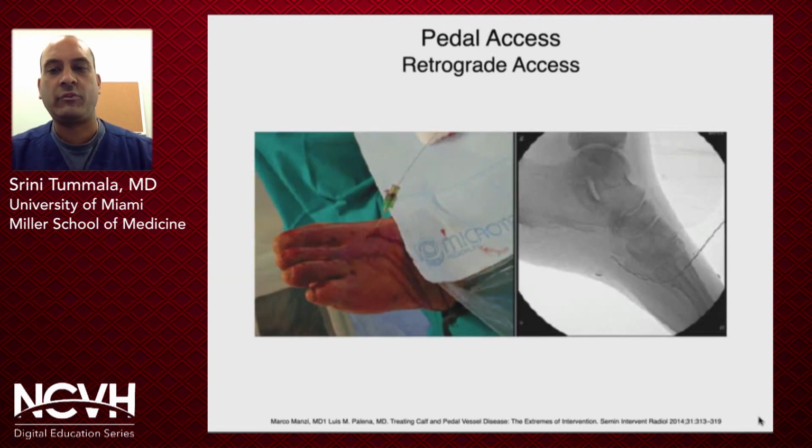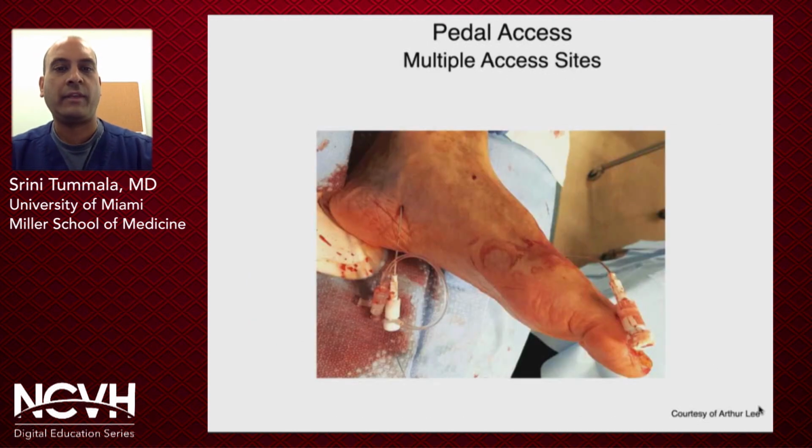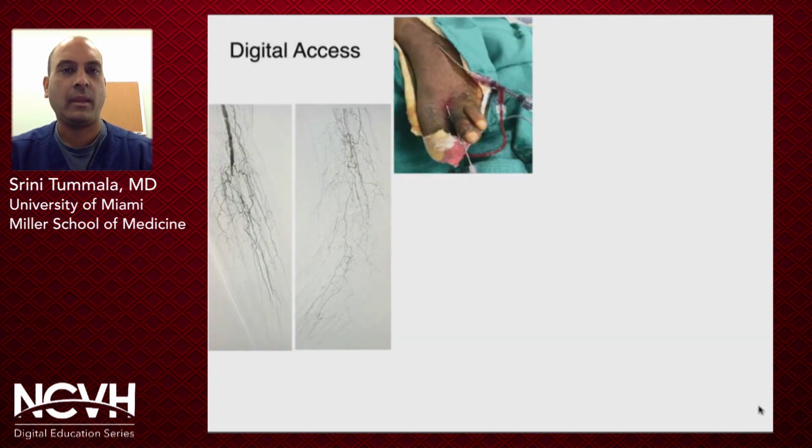You can also do retrograde access, as in this case, where they punctured basically part of the pedal loop, and then we're able to recanalize a lateral plantar artery and then continue to the posterior tibial artery. And don't forget, as in this slide, which shows that multiple access sites may be needed. Remember, usually when you're dealing with below ankle interventions, we're talking about limb salvage, and you really have to pull out all the stops to try to save that patient from getting a major amputation.